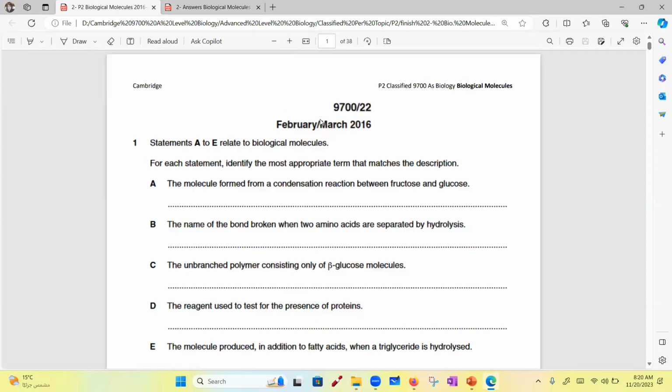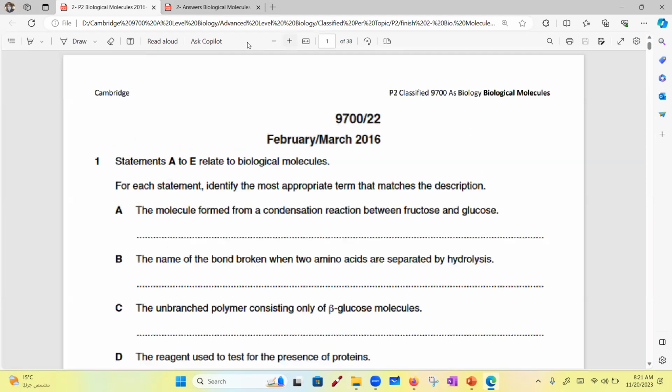I don't have a voice today, so you will read the question and tell me the answer. What page is that? 73. Quickly. Tell me, Abdullah, what's A? The molecule formed from a condensation reaction between fructose and glucose. Sucrose. Condensation involves the release of what? Of water. So sucrose is not wrong.